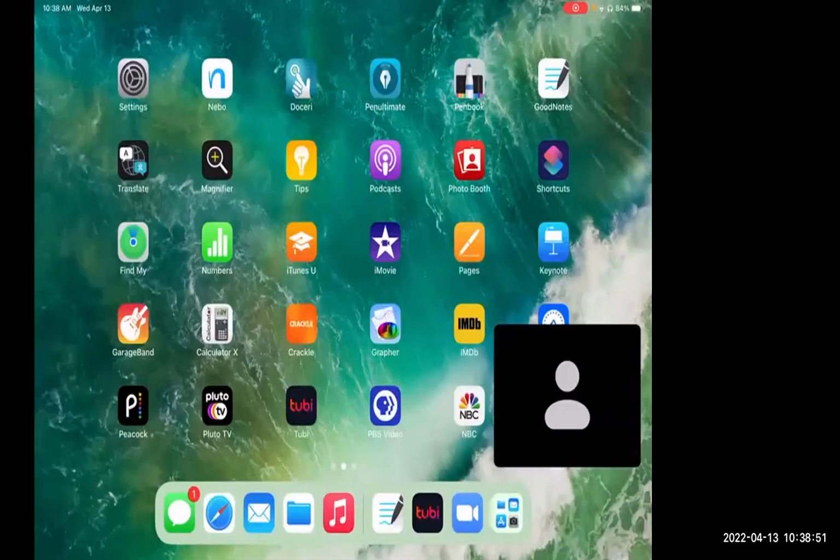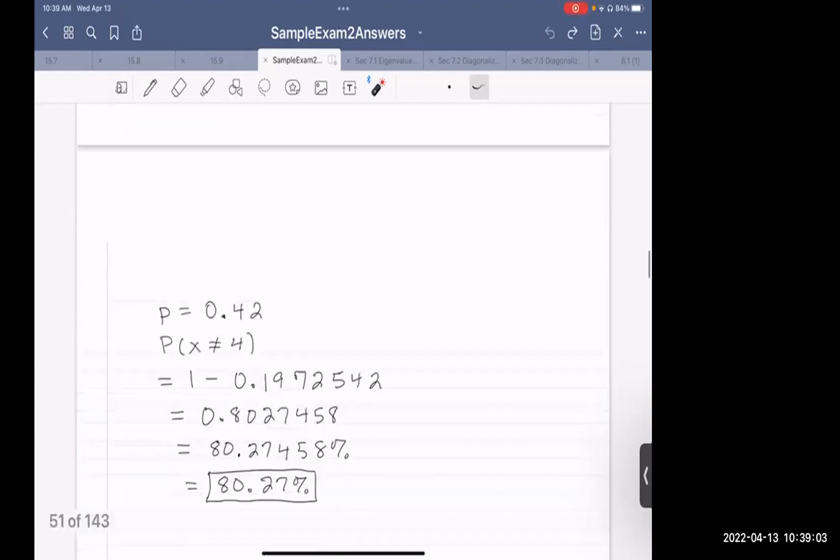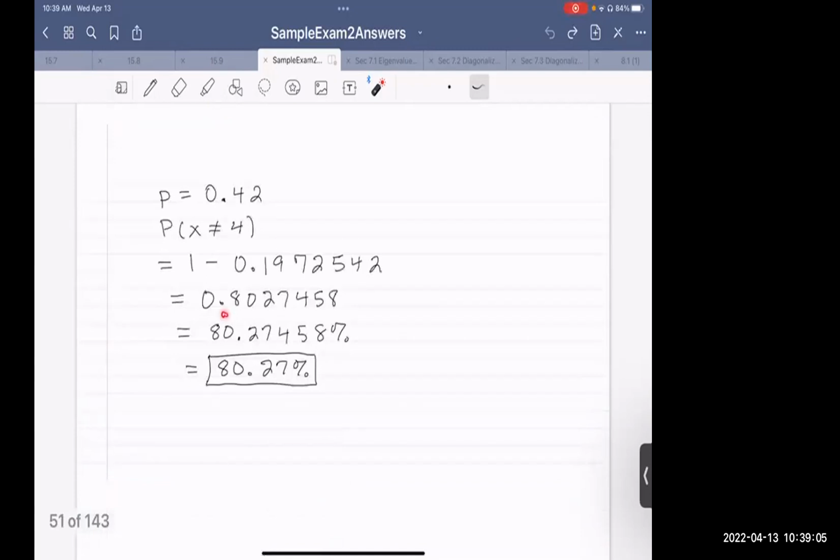And so I have here 1 minus the number I just saw in StatDisk Online, 0.1972542, which gives me 0.8027458. Let me move my decimal place 2 places to the right. So 80.27458%. Let's round to the nearest hundredth of a percent, 80.27%.